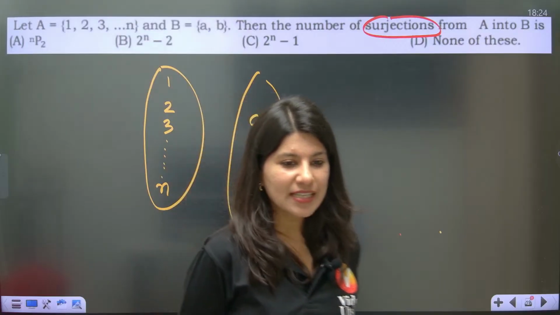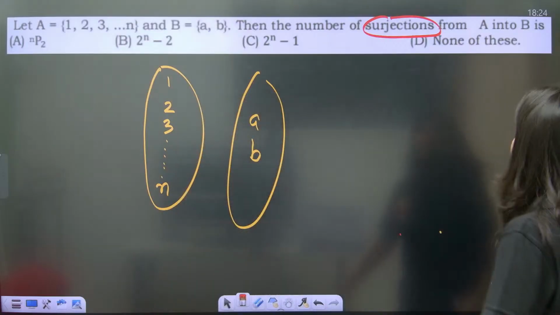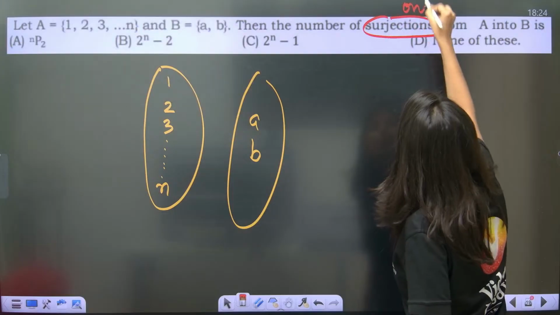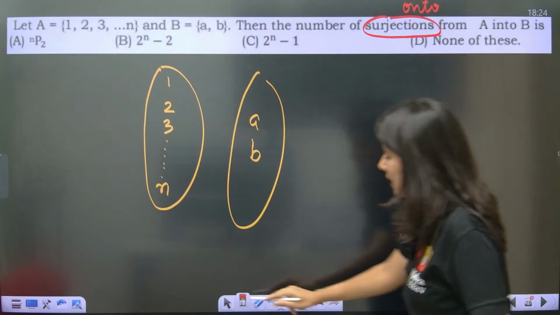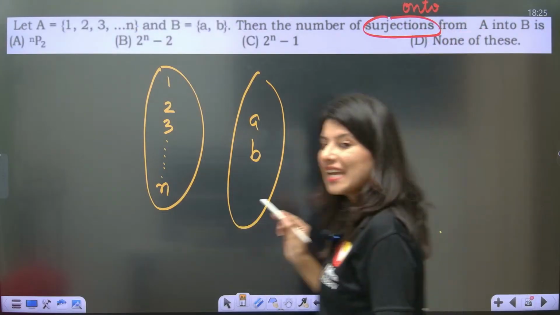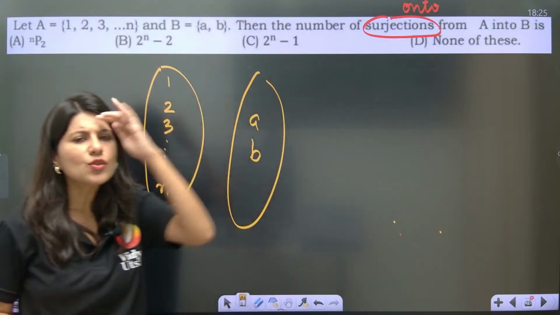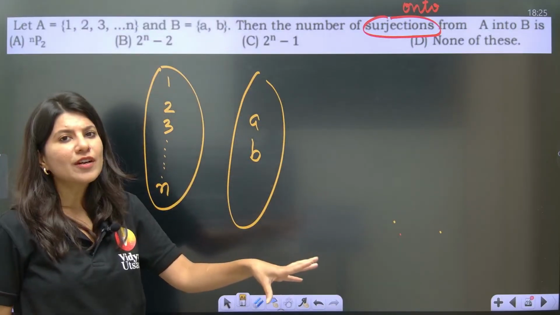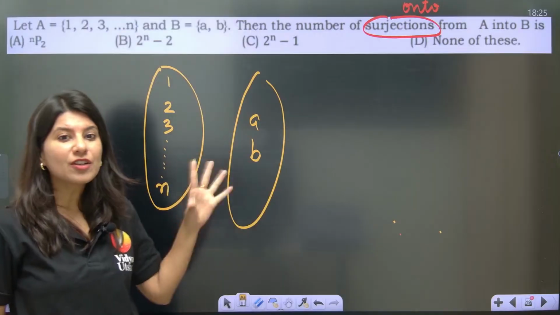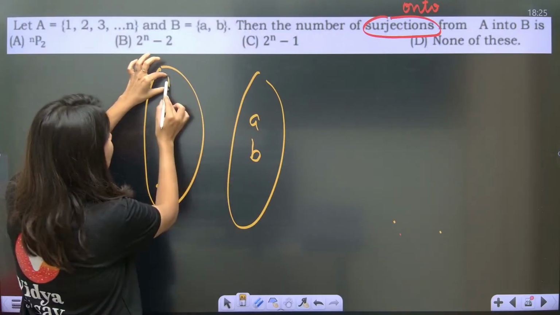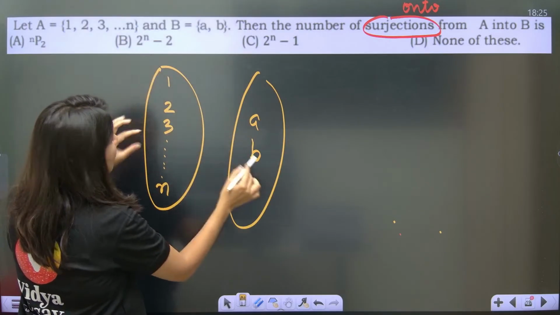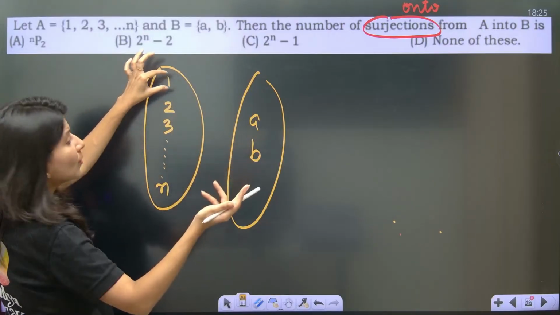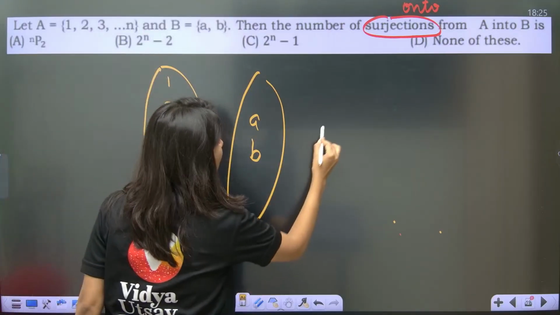Yes, Uma Maheshwari. So yes, surjection means onto. You want onto functions, correct? Now you want onto functions, that means A and B both should be occupied. Let us do one thing. Forget about onto functions for now. Let us try to make a function. So this 1 should be attached with either A or B. So this 1 is having how many options? 2 options.